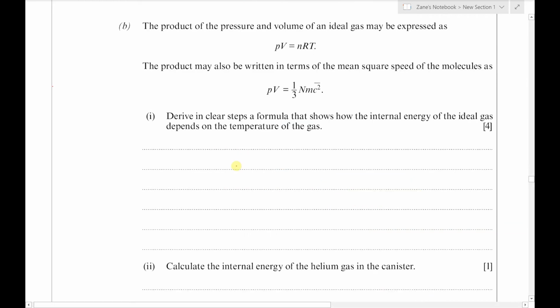For part B of the question, we're given 2 equations which show the product of the pressure and the volume of an ideal gas. We have PV equals nRT that we used earlier in the question, and also PV is 1/3 Nmc squared bar. And we've got to derive in clear steps a formula that shows how the internal energy of the ideal gas depends on the temperature of the gas. Well, we need to know that the internal energy U is the total kinetic energy of all the molecules.